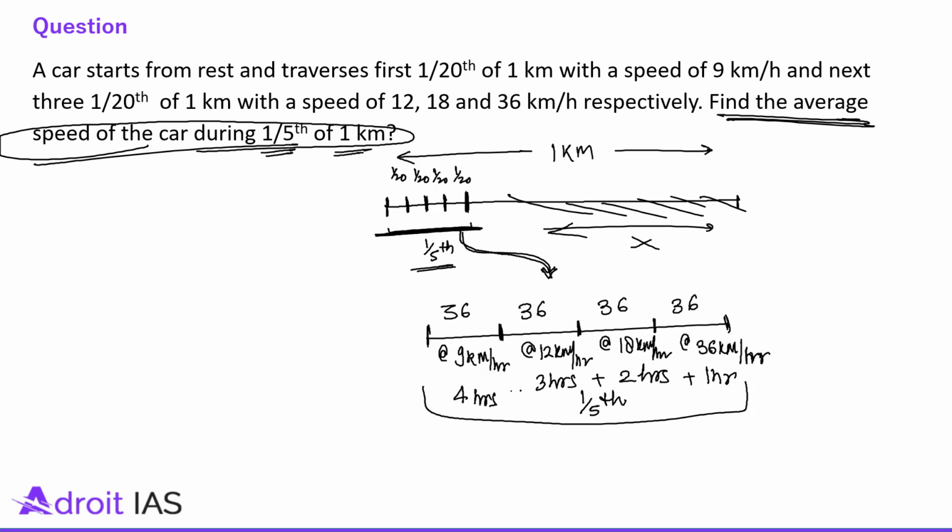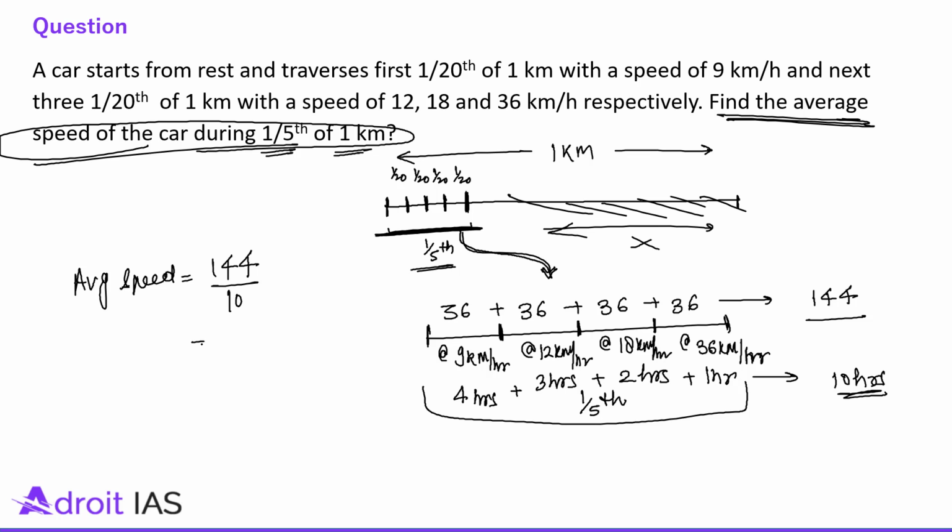So total time taken is 1 plus 2 plus 3 plus 4, which is 10 hours. And the total distance covered is 36 plus 36 plus 36 plus 36, which is 144. So total distance covered is 144 and total time taken is 10 hours. Now the average speed, as the question is asking, is 144 divided by 10. So this is 14.4 kilometers per hour. Right, everyone? See, this question is actually very simple, provided you solve it with the smart approach.